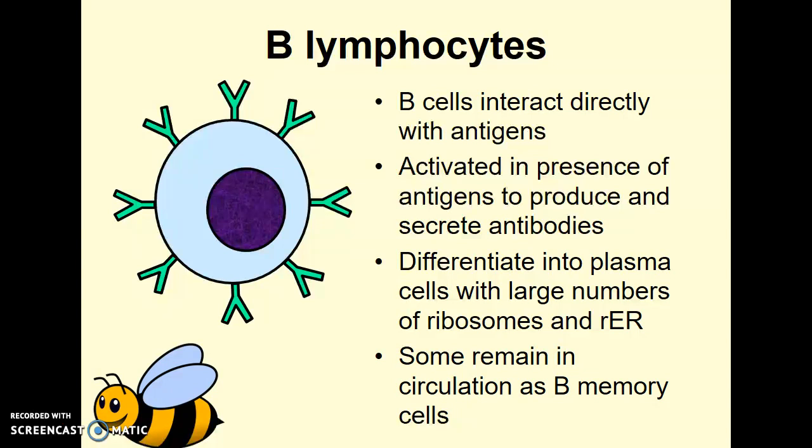So the activated B cells differentiate into plasma cells with large numbers of ribosomes and rough endoplasmic reticulum. This is because the antibodies being produced are protein-based. So these plasma cells just keep on churning out antibodies after antibodies. Now, some of the activated B cells will remain in our circulation as B memory cells.